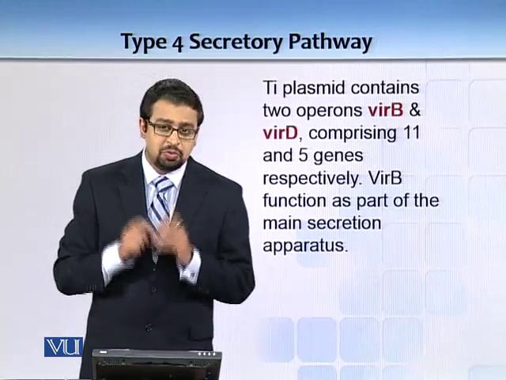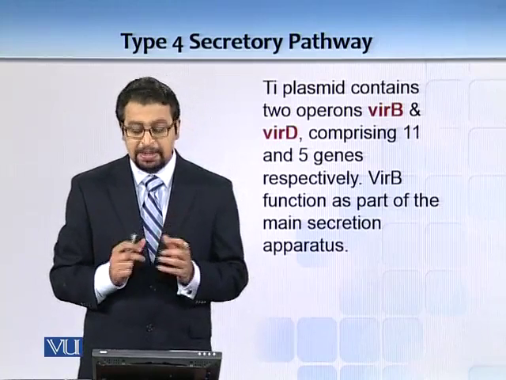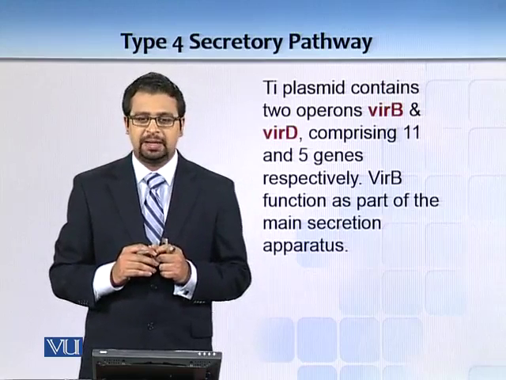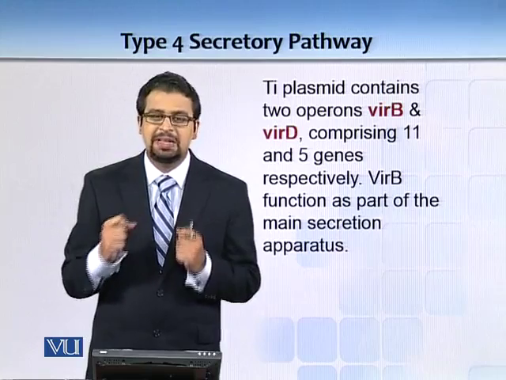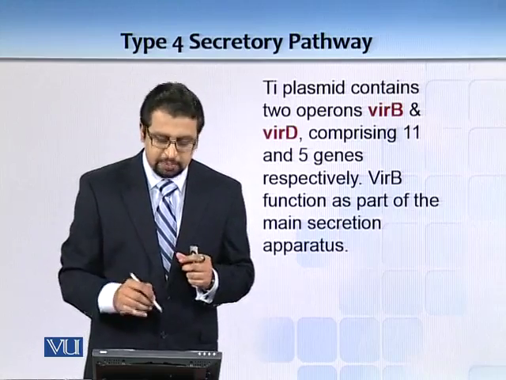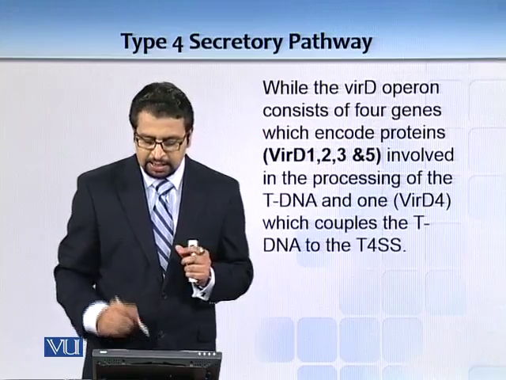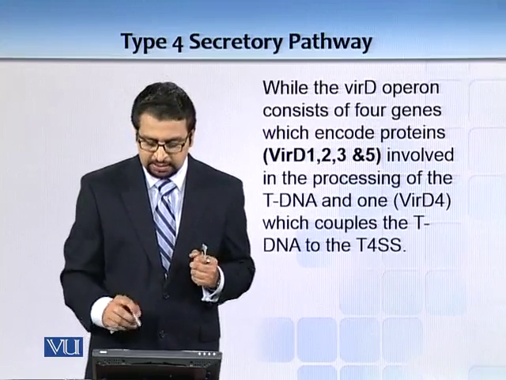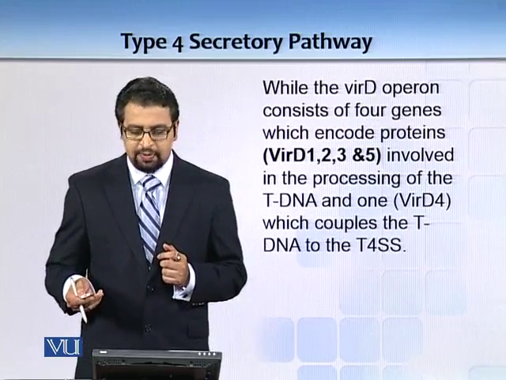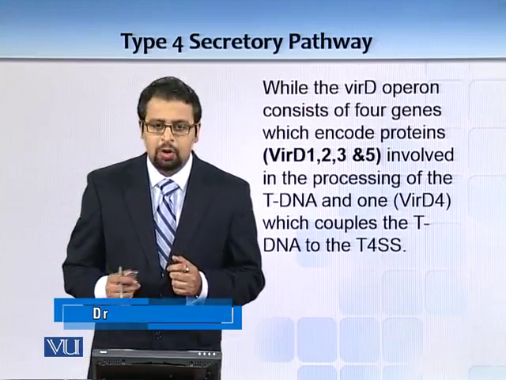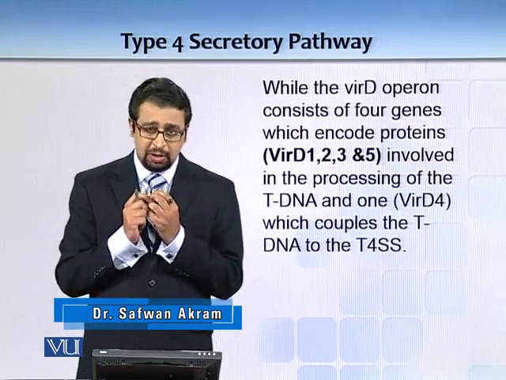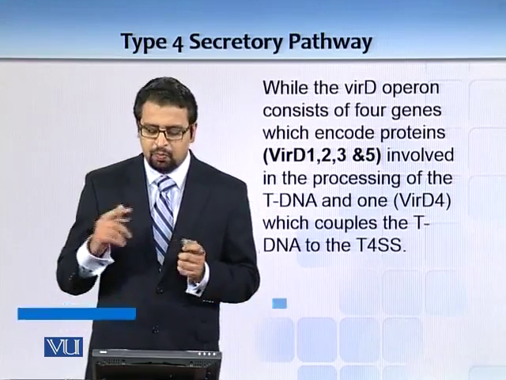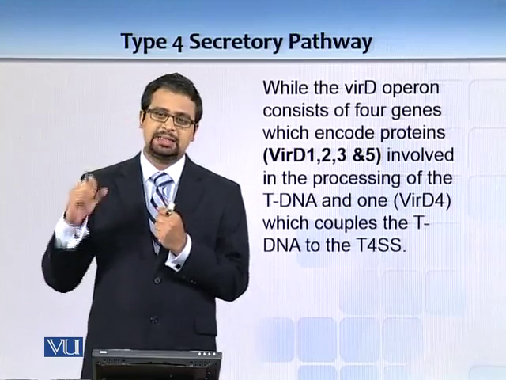Ti plasmids contain two sort of operons. One is known as VirB and one is VirD. They comprise about 11 and 5 genes respectively. VirB functions as a part of the main secretion apparatus, which ultimately forms the secretion apparatus. And then VirD, which consists of 4 genes that encode 4 proteins, VirD1, 2, 3, and 5, is involved in the processing of the tDNA. Now this tDNA is known as transfer DNA in the Ti plasmid. And one, VirD4, couples the tDNA and the secretory protein.